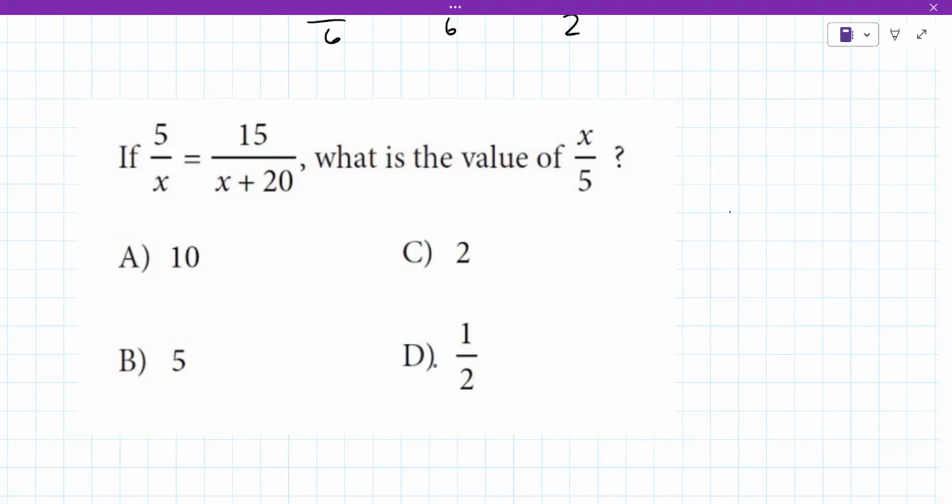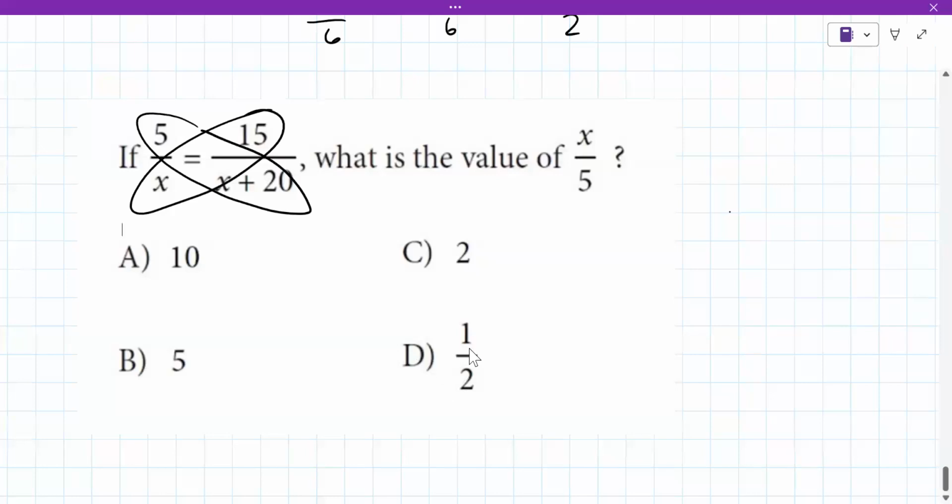So this one you can solve directly by cross multiplying. Did you do that or did you try the answers? And I'm guessing you did not try this. No. Okay. So did you cross multiply? Yeah. I just cross multiplied. Okay. So it's 5 times x plus 20 equals 15x. Now make sure you multiply both of these to solve. You should get a different number for x.